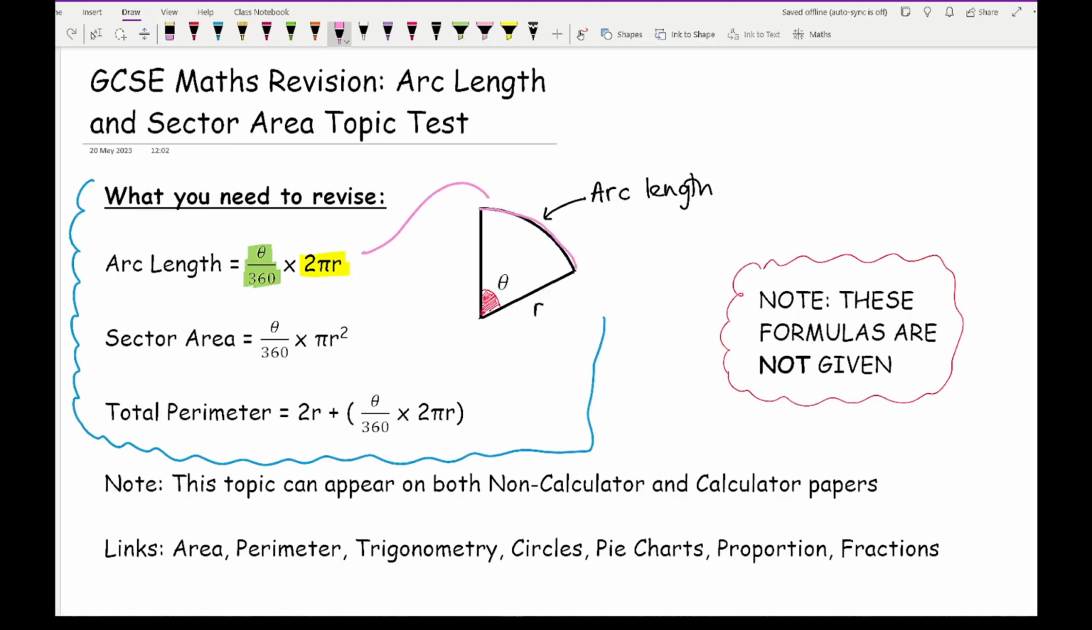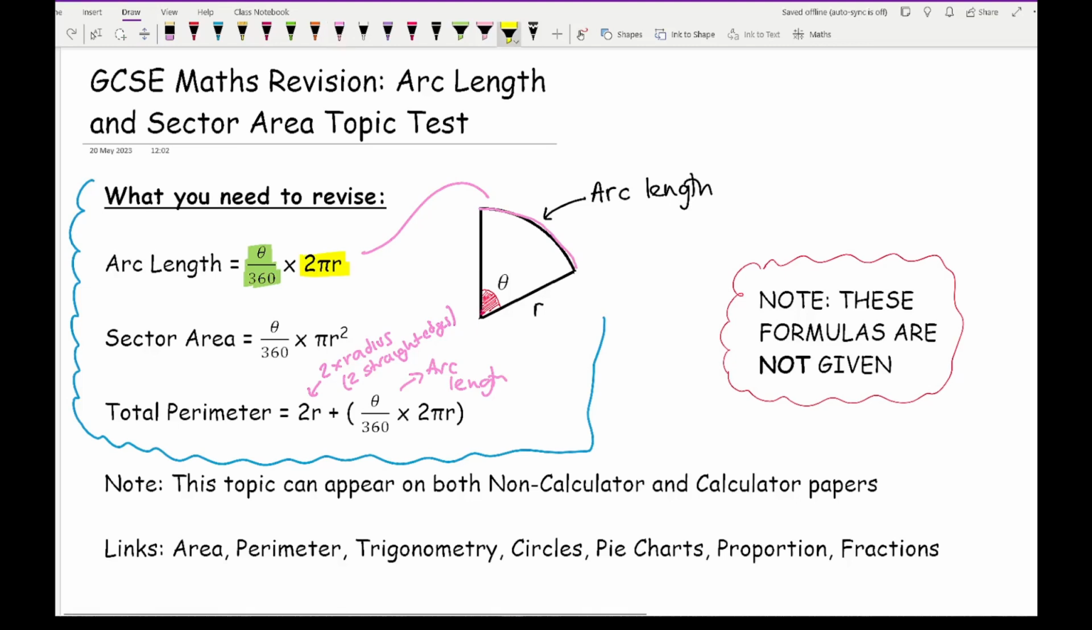The perimeter of the shape is basically the arc length, which is this bit here, and then we've got the 2 radiuses, which is the 2 straight edges. And again, the perimeter, you don't need to revise this formula. The perimeter is just all the lengths added together. So here you've got 2 r's and the arc length, so that's where that formula is derived from.